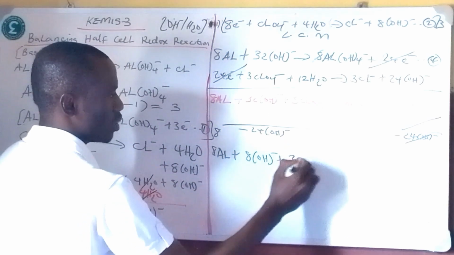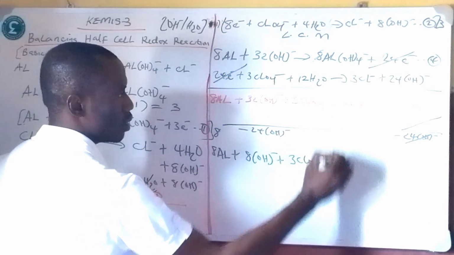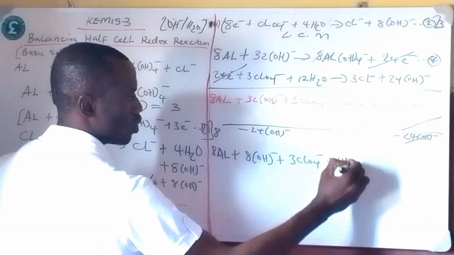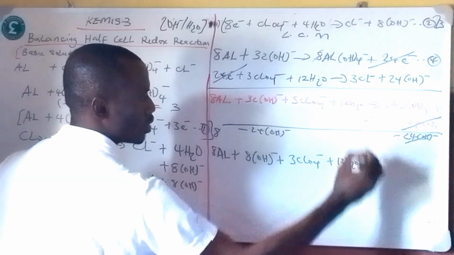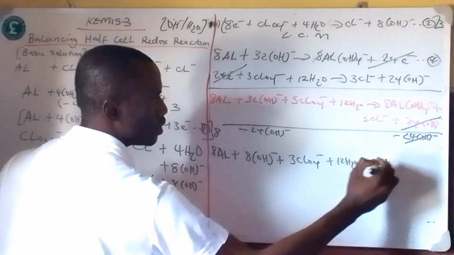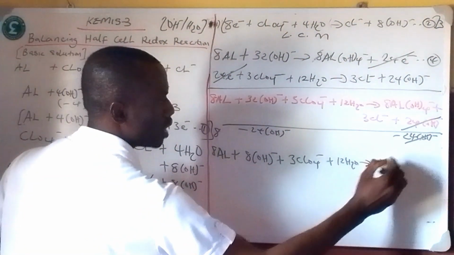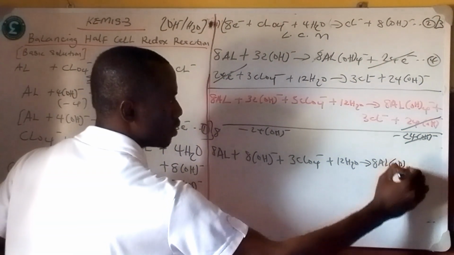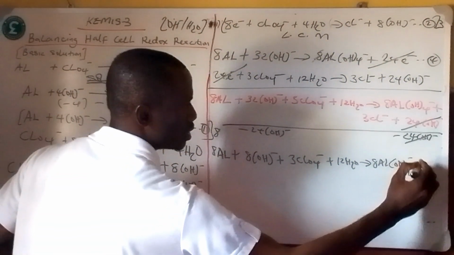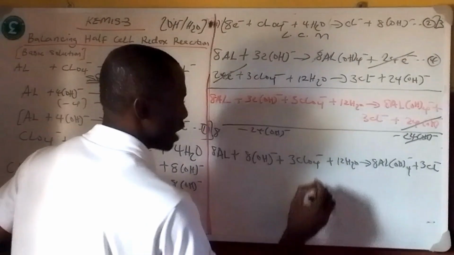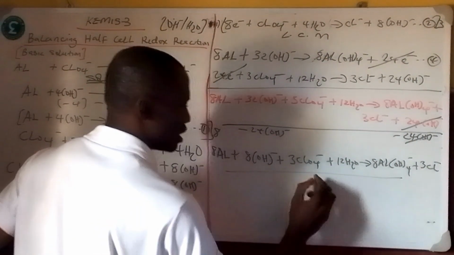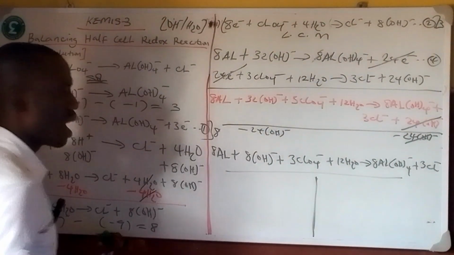My new equation is 8 aluminium plus 8 hydroxyl plus 3 perchlorate plus 12 H2O gives, that is the product now, 8 aluminium hydroxide plus 3 chlorine. Now, let's check whether the atoms of elements and the ions and the particles are balanced.